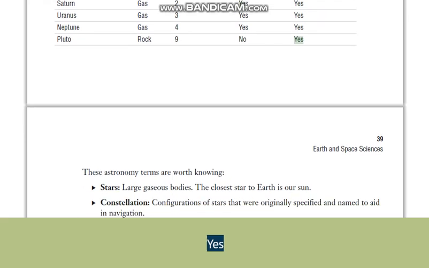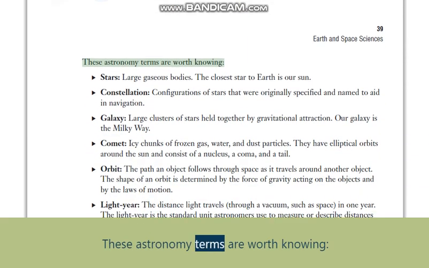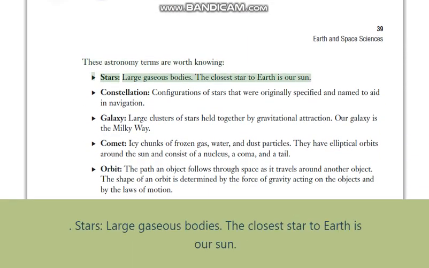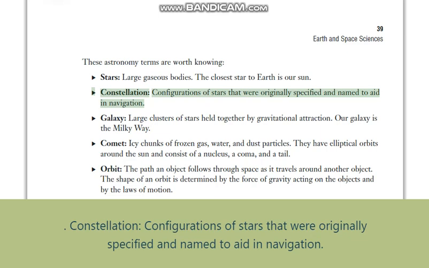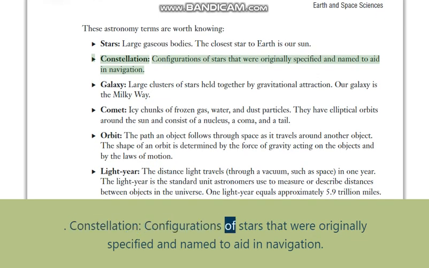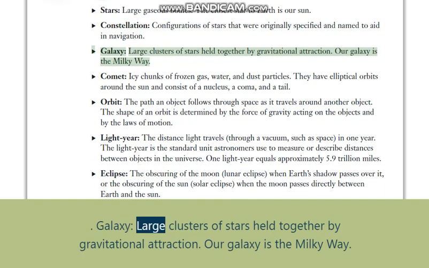These astronomy terms are worth knowing. Stars, large gaseous bodies. The closest star to Earth is our Sun. Constellation, configurations of stars that were originally specified and named to aid in navigation. Galaxy, large clusters of stars held together by gravitational attraction. Our galaxy is the Milky Way.